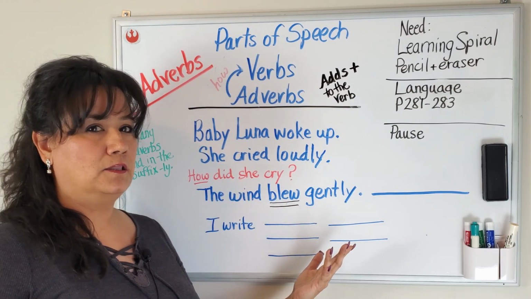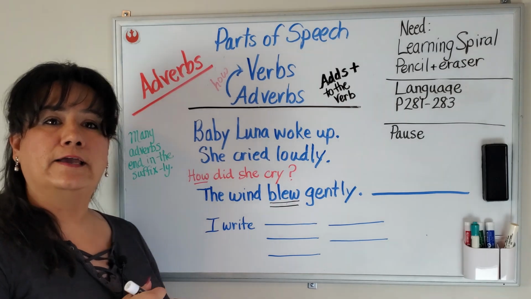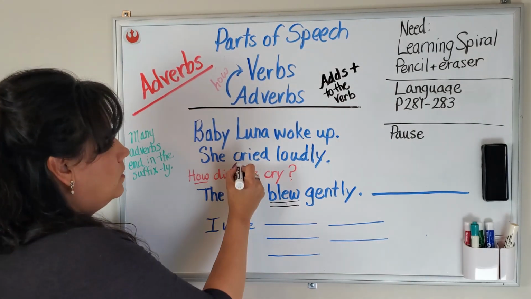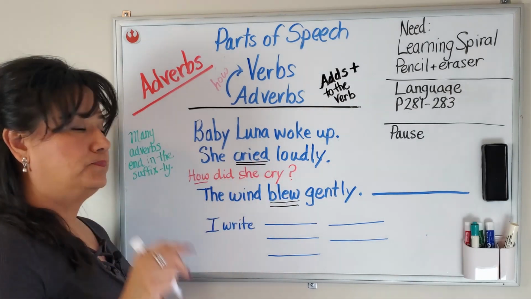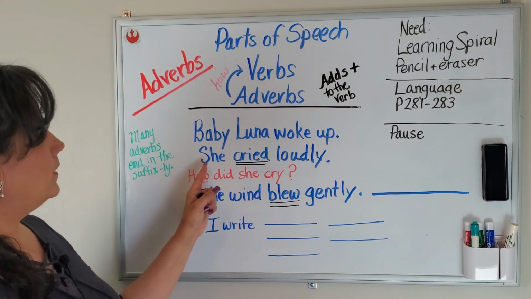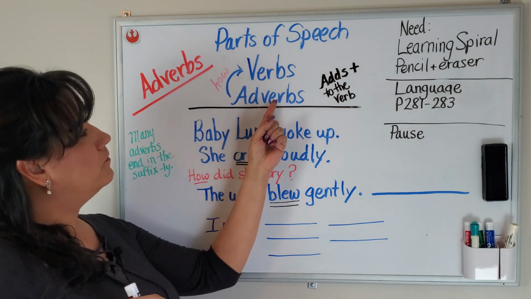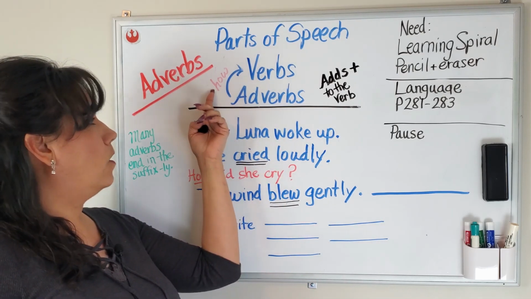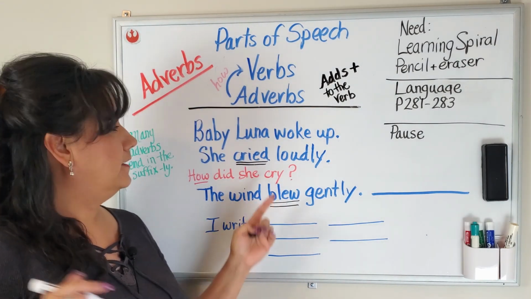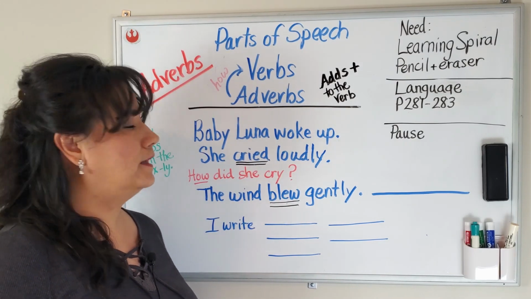What did baby Luna do? Well, she cried. So remember when we diagram, when we mark our sentences, we always underline the verb twice. Okay? So here we have the verb, it's cried. Now remember the adverb is going to add to that verb and it's going to tell us how she is doing that. And how is she doing it? Loudly, you're right. And she does cry loudly.